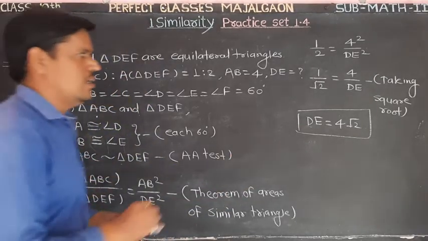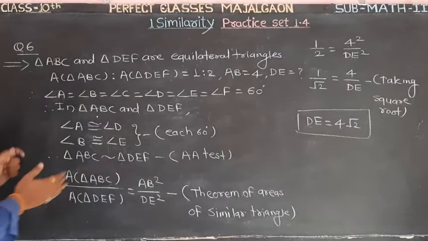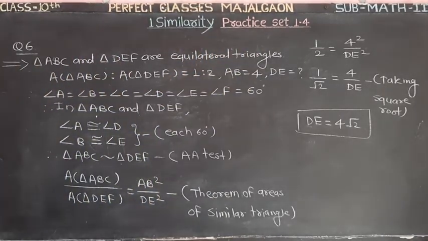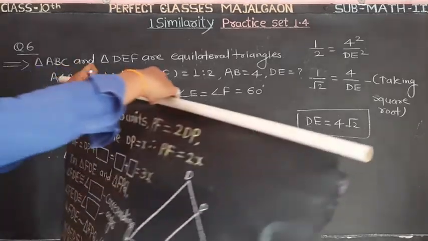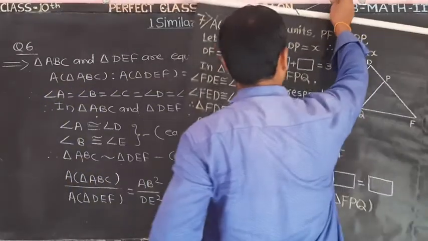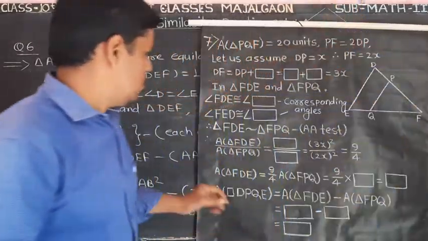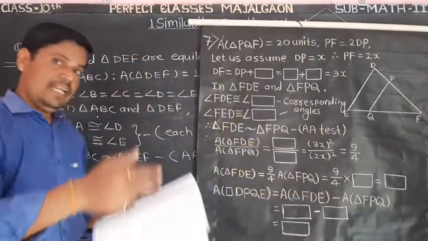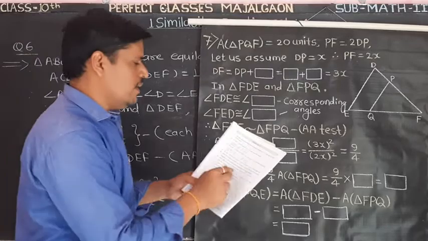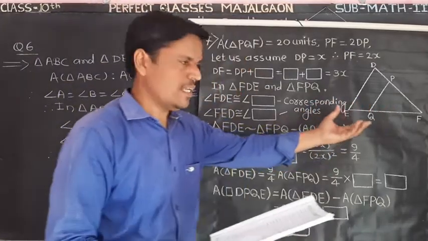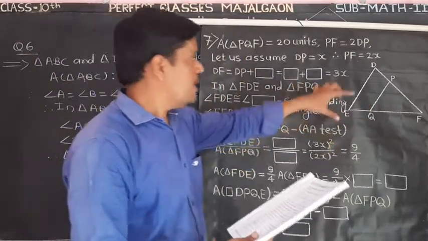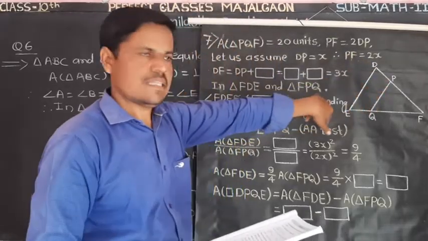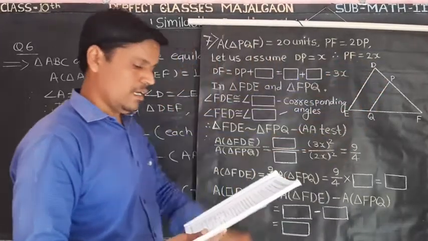Now we see the last question in this practice set 1.4, and the last question is the activity. Here I write the activity on another board. This is question number 7. First I read question number 7. Look at this figure. In the figure, PQ is parallel to DE. These two are parallel to each other.